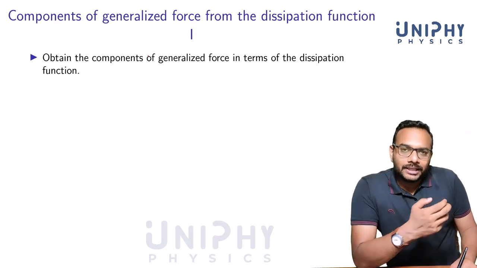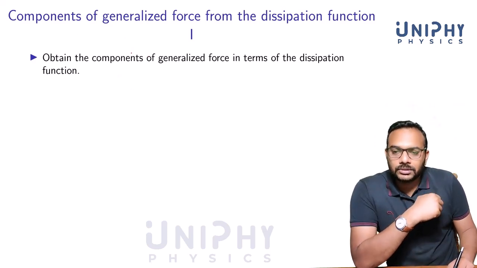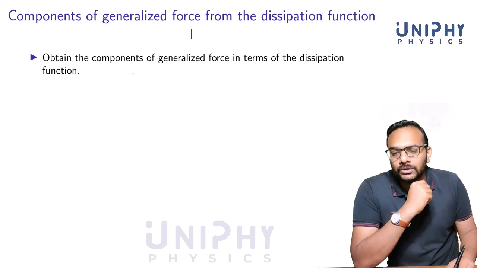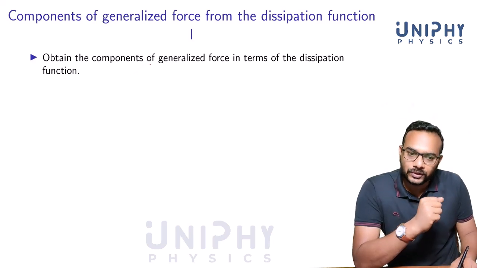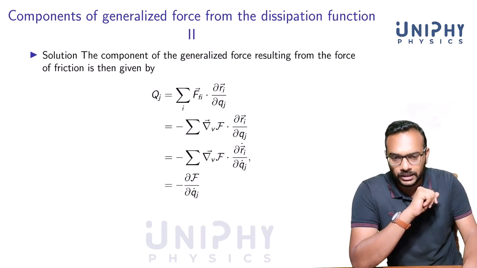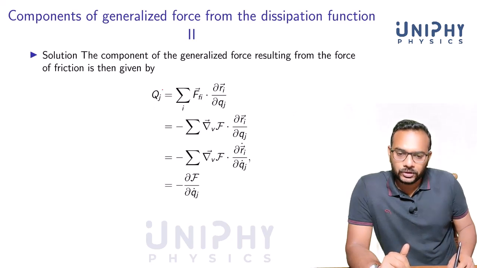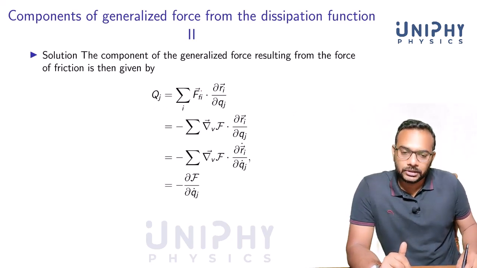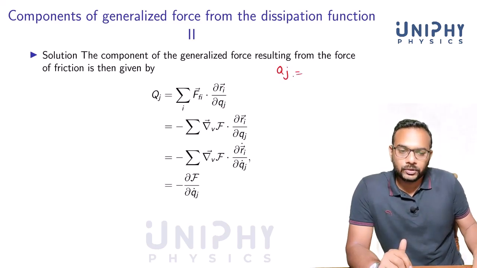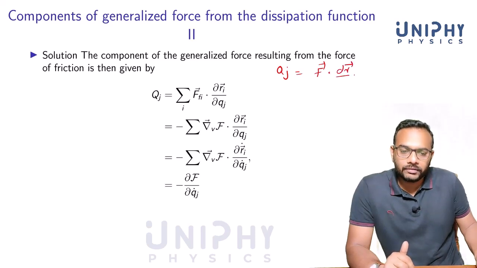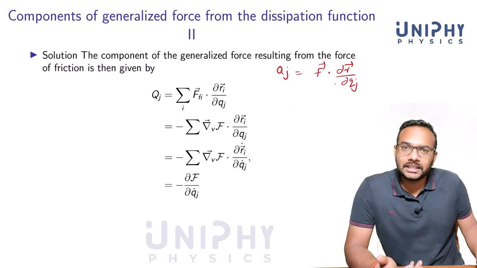Now let's see how we can write down Lagrange's equation. Let's talk about the components of generalized force from the dissipation function. We try to obtain the components of generalized force in terms of the dissipation function. We know that the general definition for generalized force is Qj equal to f vector dot dou Ri by dou Qj, or simply, for a single particle, f vector dot dou R vector by dou Qj. This was the definition of generalized force.